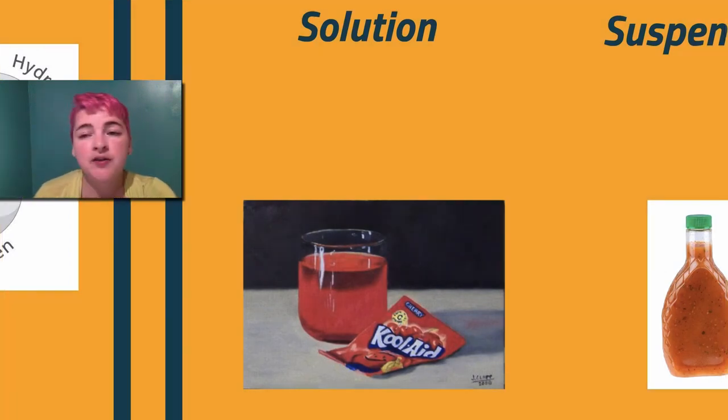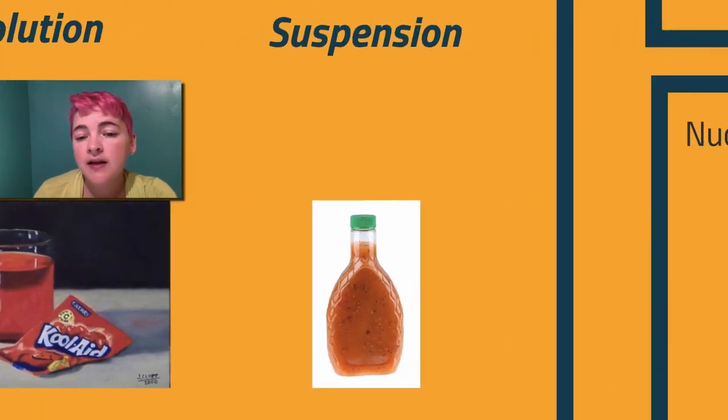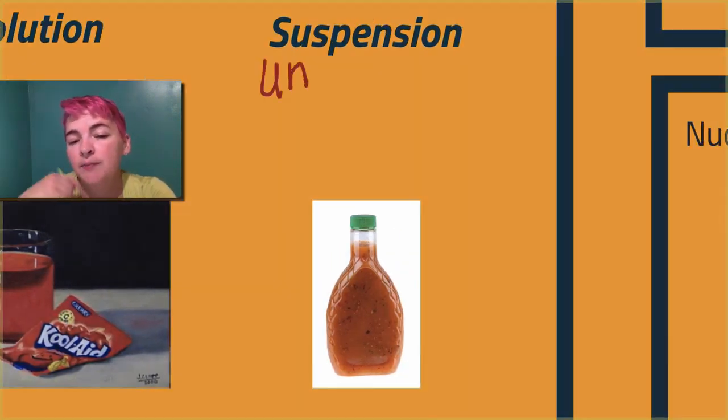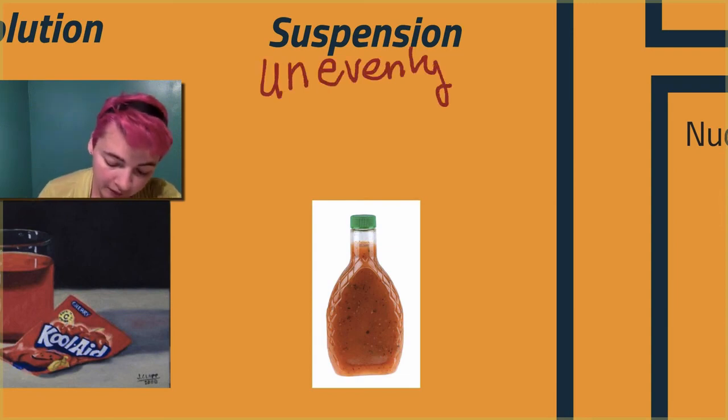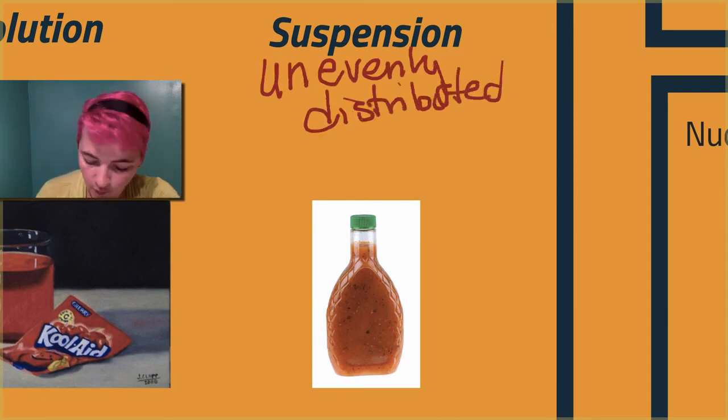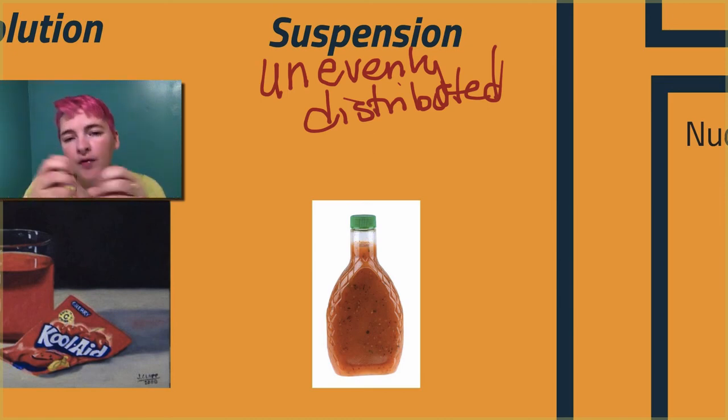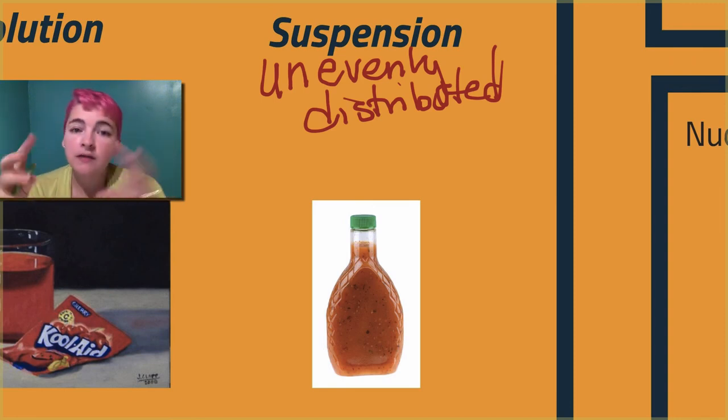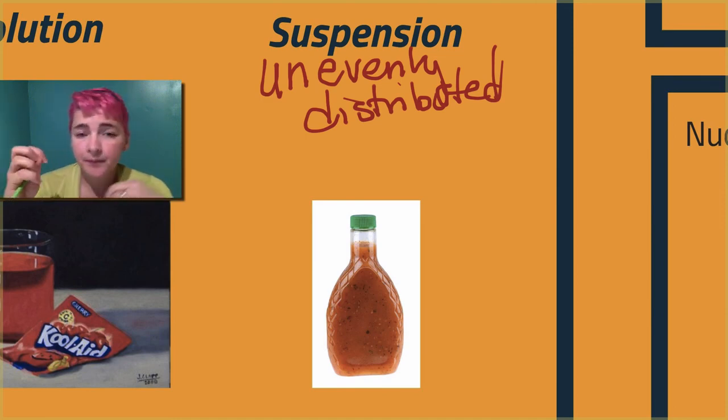The other type of mixture we have are suspensions. In suspensions, you can actually see the different parts and pieces. So this is unevenly distributed. One example would be salad dressing. The oil and the water don't mix, and all the little pieces of pepper and onion and parsley also don't mix, and you can pick those parts and pieces out easily.